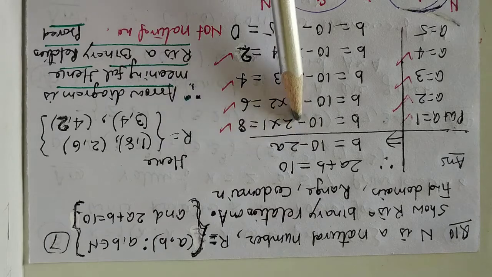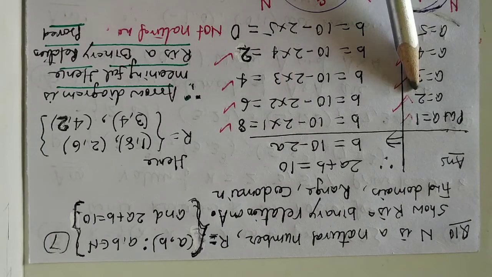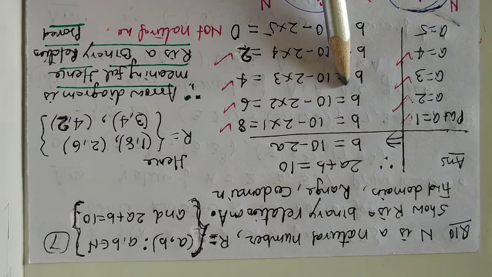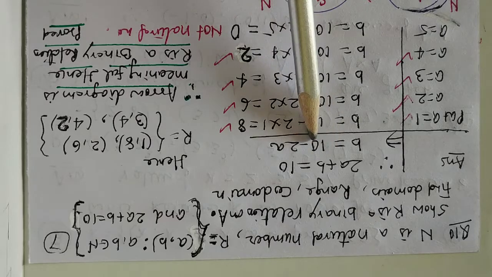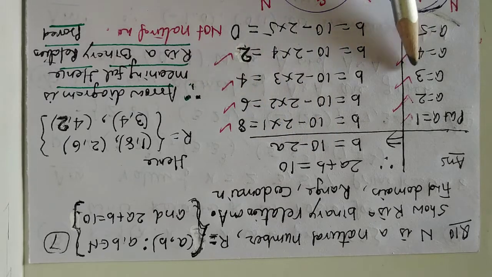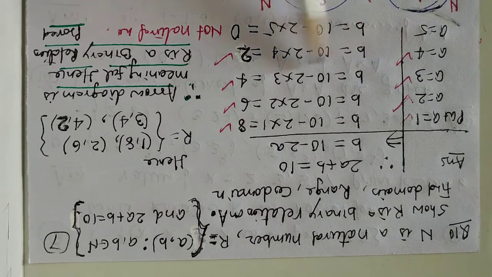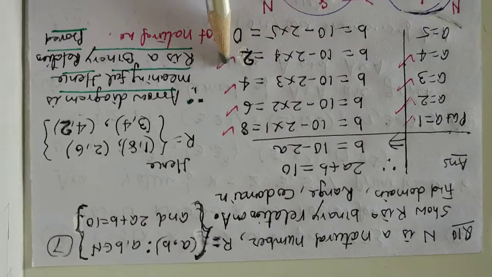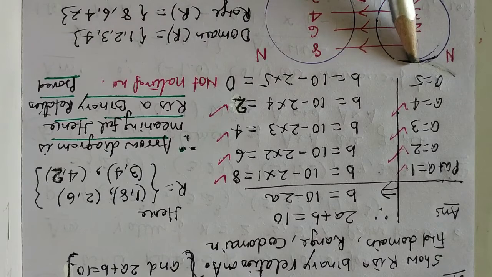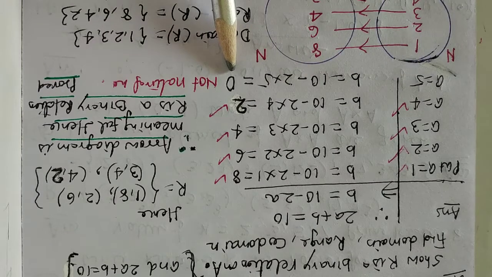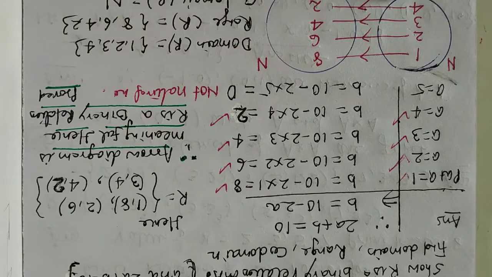Put in this formula. If A is equal to 2, the next natural number, B will be 10 minus 2 into 2, that is 6. If A is equal to 3, the next natural number, B is equal to 4. If A is equal to 4, B is equal to 2. If A is equal to 5, B is equal to 0. But 0 is not a natural number. Hence, just see the figure.